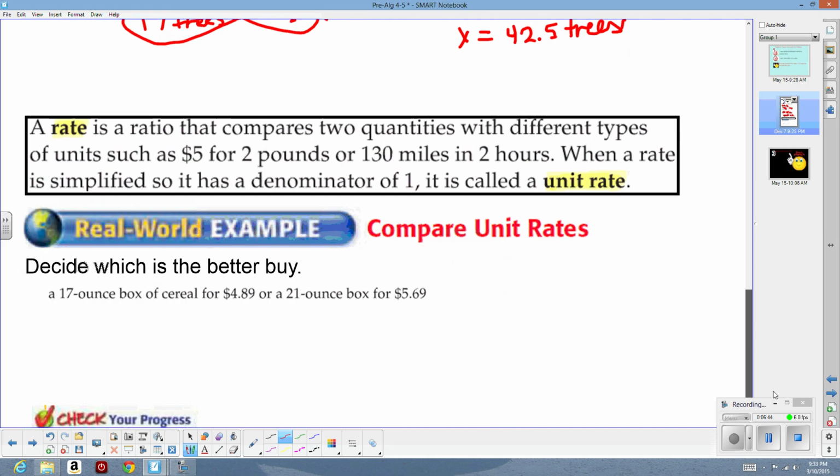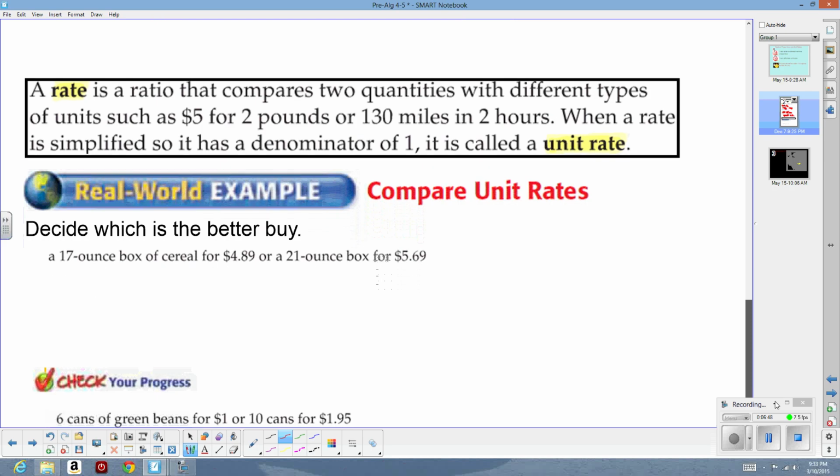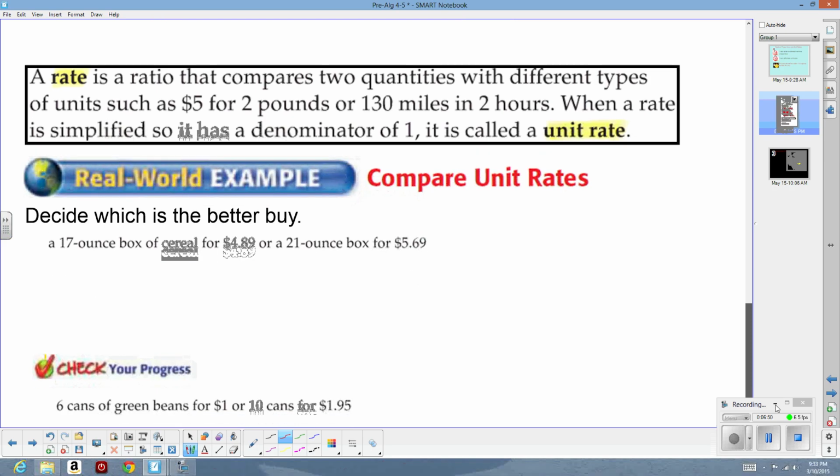Now the second thing that we're going to talk about is unit rates. A rate is just a ratio that compares two quantities with different types of units, such as $5 for 2 pounds or 130 miles in 2 hours. When a rate is simplified so it has a denominator of 1, it's called a unit rate. In other words, a unit rate is figuring out how much for 1.